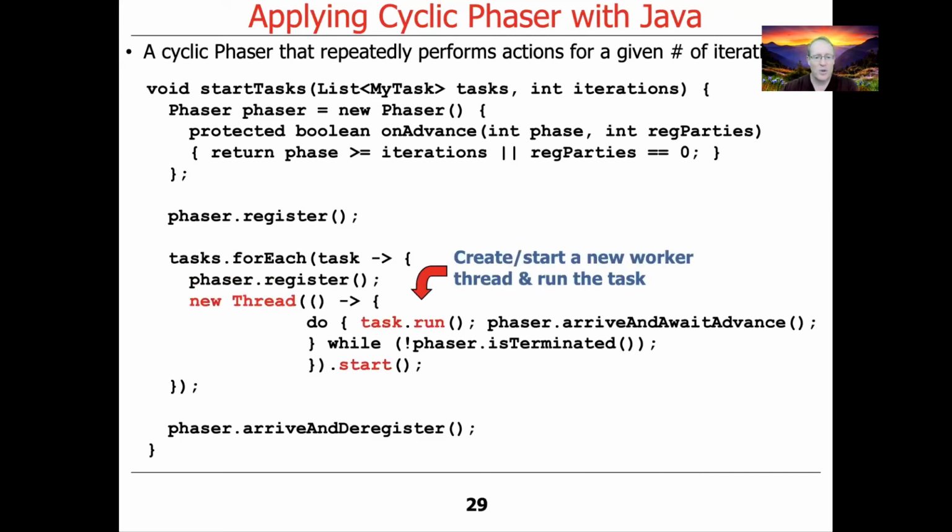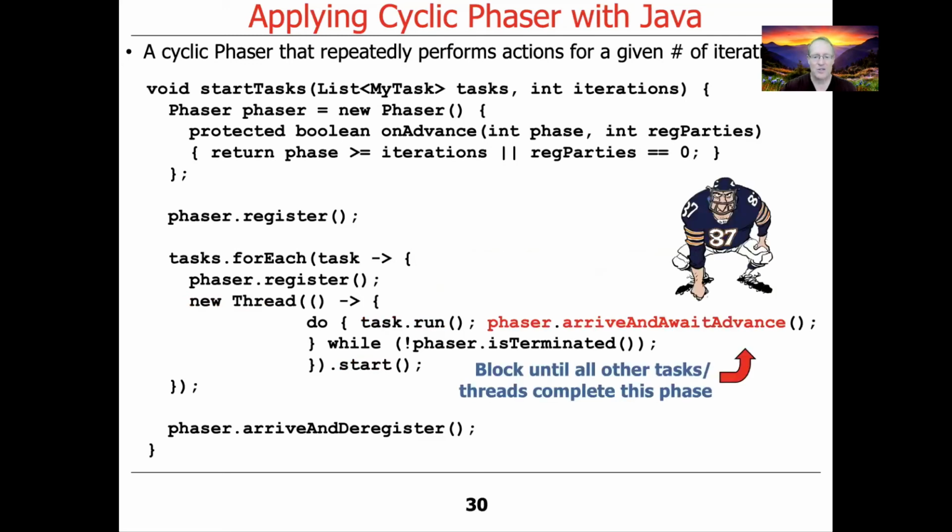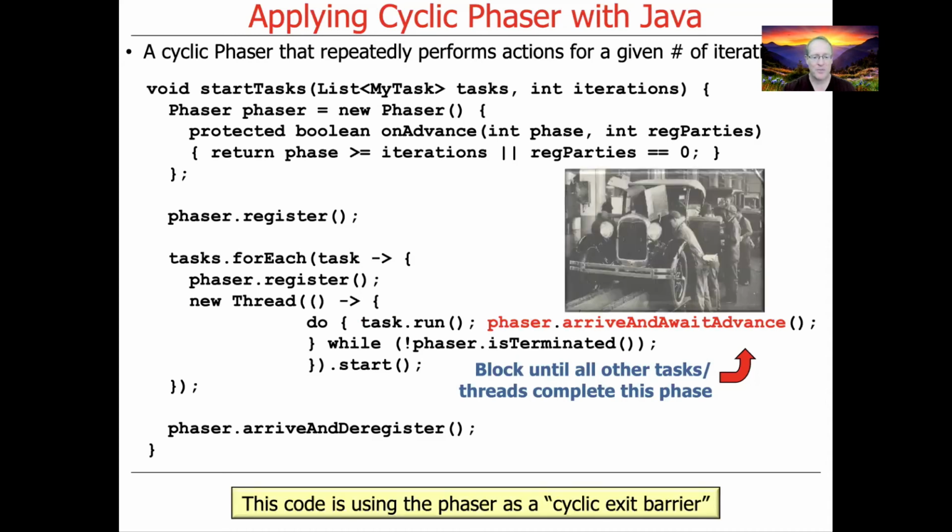And then what we do here is we do things a little bit differently. It's kind of an inversion of what we'd shown with the one-shot phaser. Here what we do is we create and start a new thread. And what that thread is going to run is a do-while loop. And the first thing it's going to do is it's going to run the task. And then after the task is run, it's going to call arrive and await advance. So what that does is it says run the task and then wait for everybody else to finish their task. And so that's a good example of an exit barrier. So it's a cyclic exit barrier.